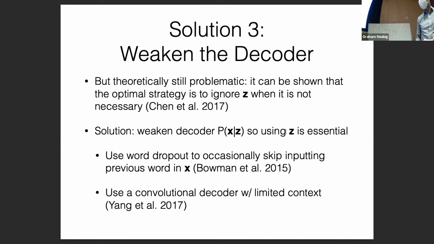Another example is work that uses an intentionally weaker decoder so that you learn a better latent representation. They used a convolutional decoder with limited context, so you could only look at the few previous words. Because of that, in order to get a global view of the sentence, you would still need to use this Z here. So these are just two examples of this.